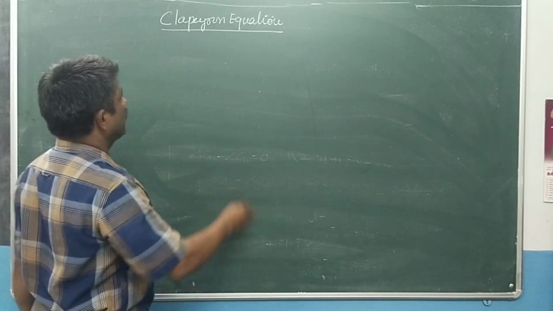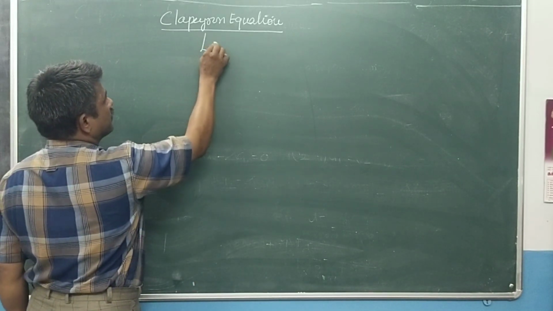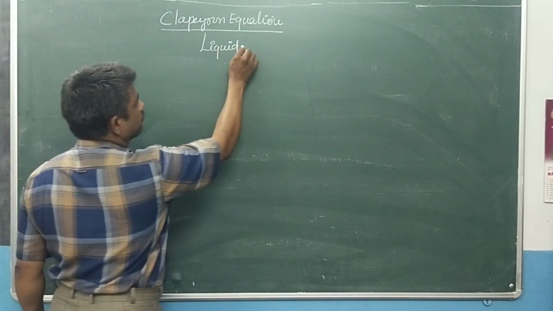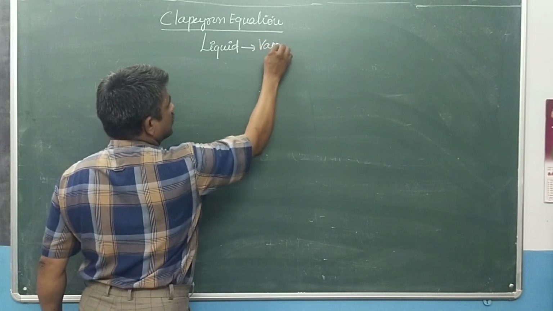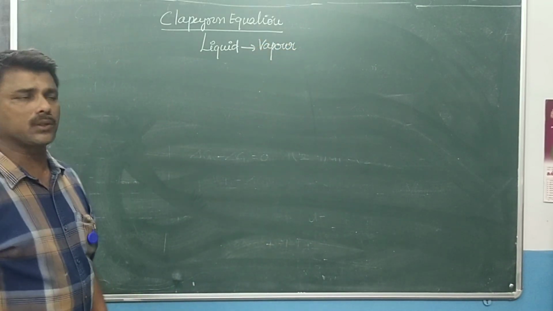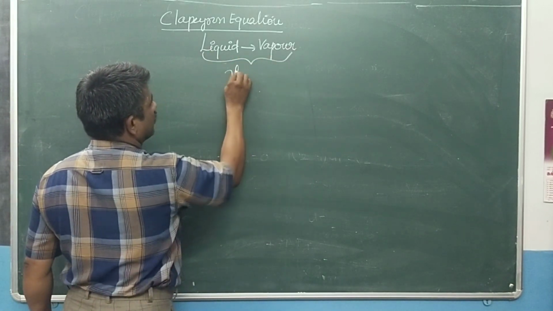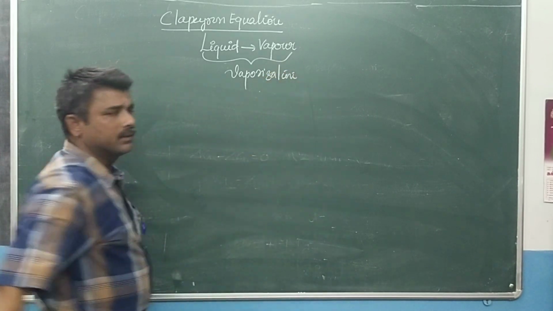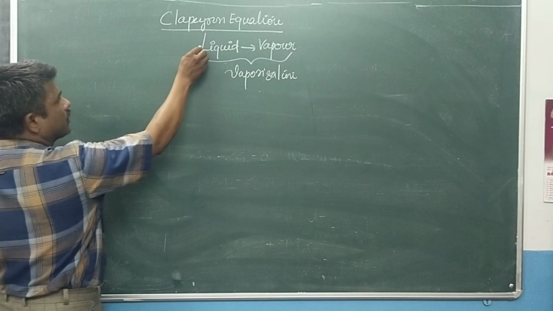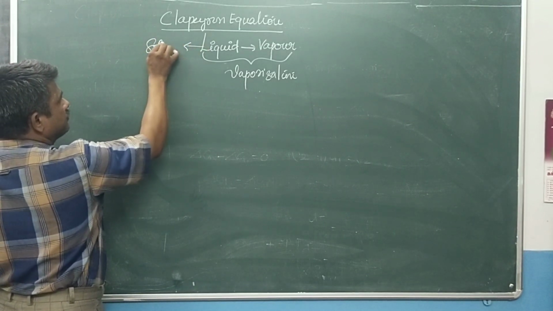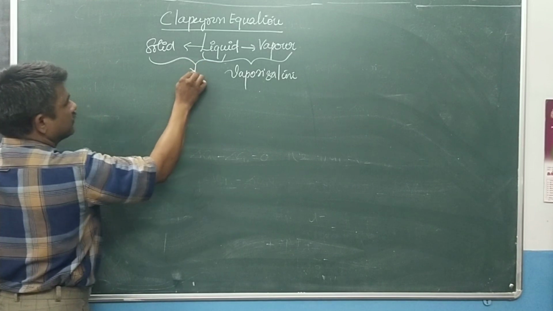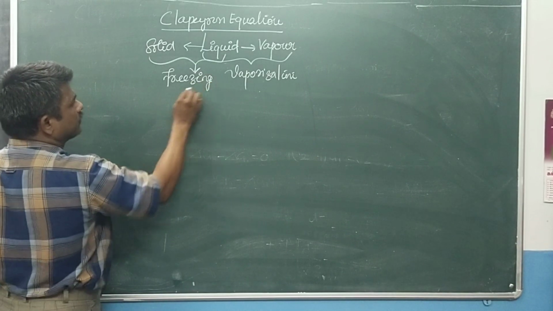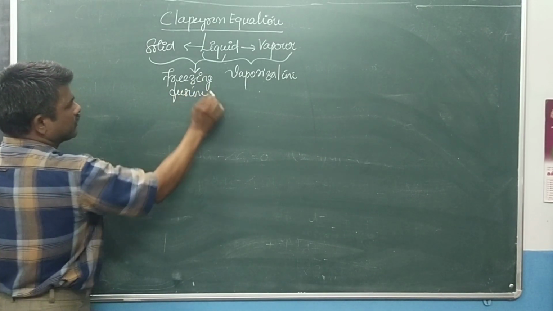Say for example, you are having a system. The system is nothing but liquid. If the liquid is converted into vapor, this process is called vaporization. Clear? Similarly, if the system of liquid is converted into solid, the process is called freezing or fusion.